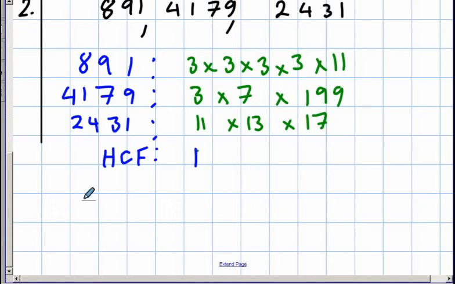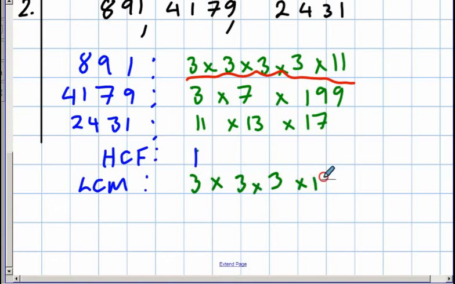Now, what about the lowest common multiple? Let's write down, as I said, the longest one first: 3 times 3 times 3 times 11. And now let's examine the other 2 numbers. It's a multiple of 4179, so I've got to have a 3 and a 7 and a 199. I've got 1 3. That's already there, can you see? But I also need now to add 7 and 199. So I've got all the factors of that one there.